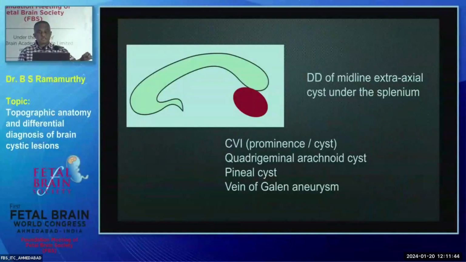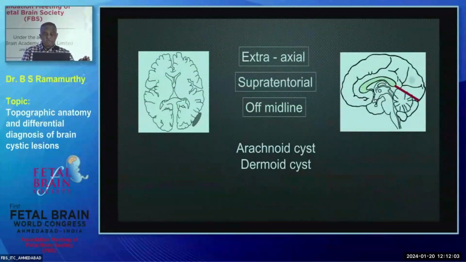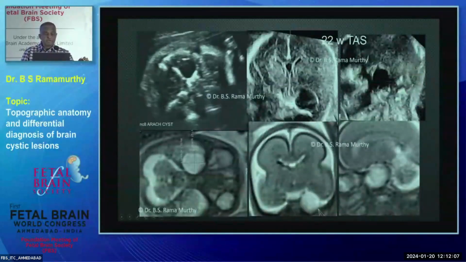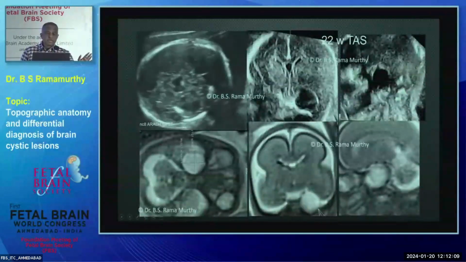So what is the differential diagnosis of a midline extra-axial cyst under the splenium of the corpus callosum? A CVI, which is either prominent or there is a cyst sitting in the CVI, a quadrigeminal arachnoid cyst, a pineal cyst, or a vein of Galen cystic structure. Moving on to off the midline supratentorial, here is a clip. This is what you see.